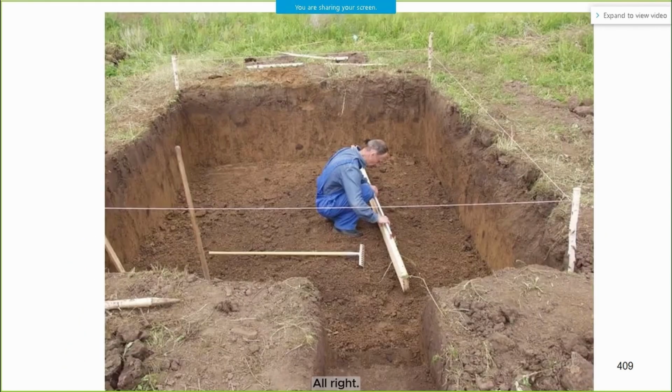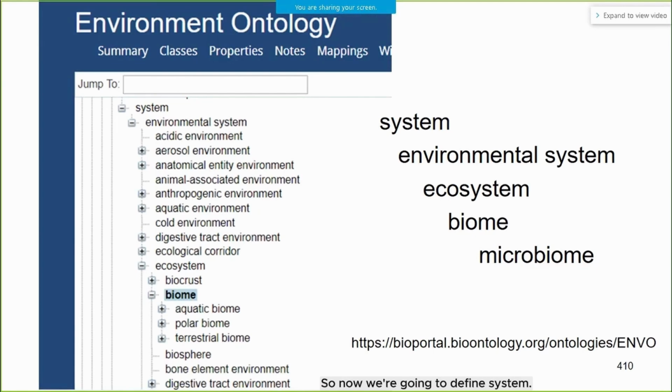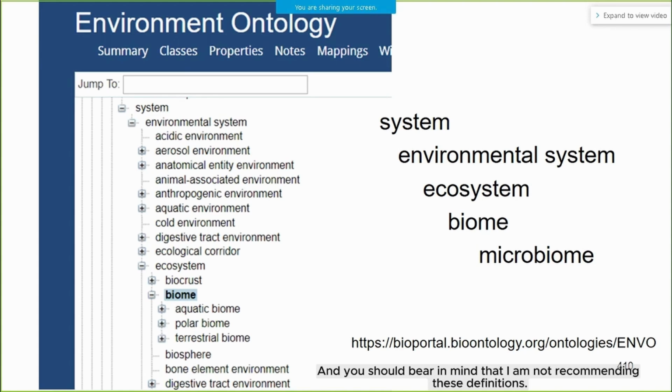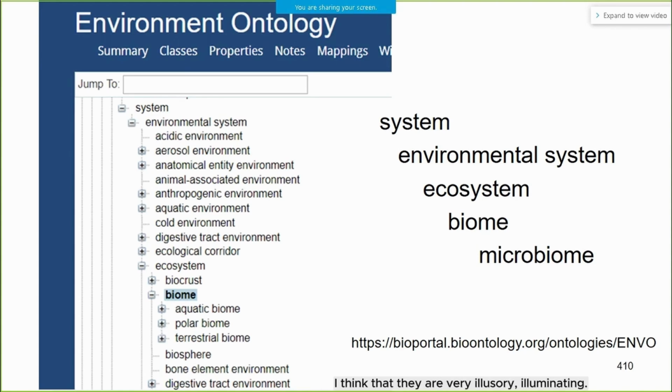All right. So now we're going to define system. So the ENVO already has a definition of system, because so much of what environmental science is about is systems. And I have another handout here. And you should bear in mind that I am not recommending these definitions. I think that they are very illuminating, but that doesn't mean I believe in them.